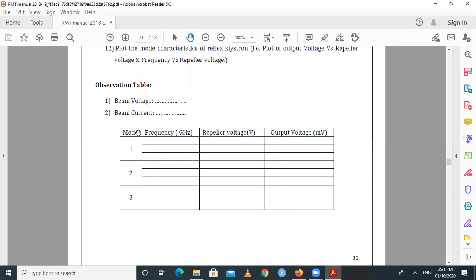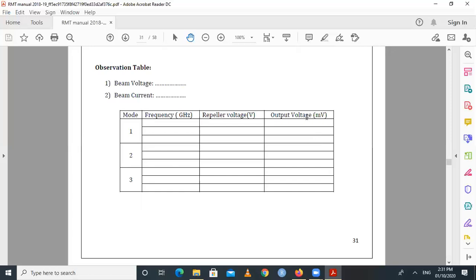Here there are certain points you have to observe, like frequency, repeller voltage, and output voltage. Output voltage is observed on the CRO. Repeller voltage, which is also called reflector voltage, is observed on the Klystron power supply. And the frequency meter is useful for observing frequency.